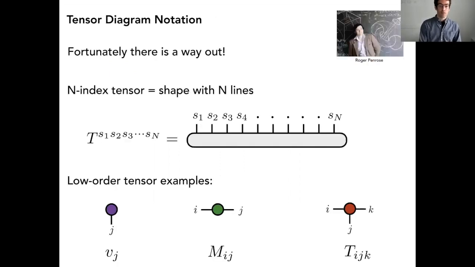Fortunately, there's a way out thanks to one of this year's Nobel Prize winners, Roger Penrose, who devised this really nice notation called tensor diagram notation, which I'll use basically exclusively the rest of the talk. So let me make sure you are up to speed on that notation. It looks like drawings, like schematics, but they're actually rigorous notation of mathematical objects and sums.